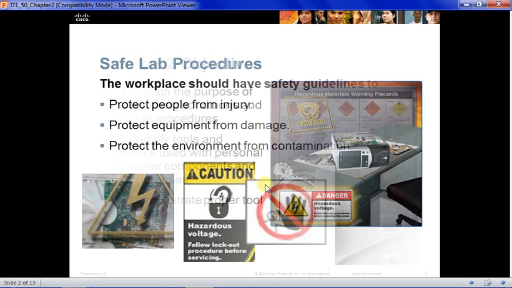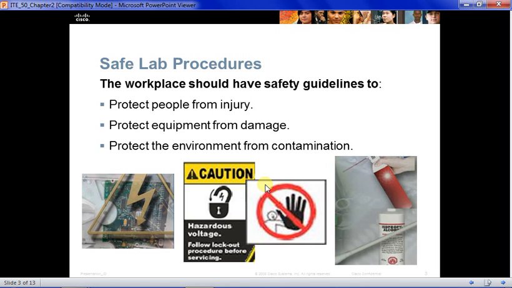So, safe lab procedures. There are three reasons why we want to follow safe lab procedures. One is to protect the user or people from injury, two, to protect our equipment from damage, and three, to protect the environment from contamination, because most of the computer components do have some hazardous materials in them. Everyday use, how we use them, doesn't affect us, but if we just throw them away and they go into a dump, eventually it could affect our environment.